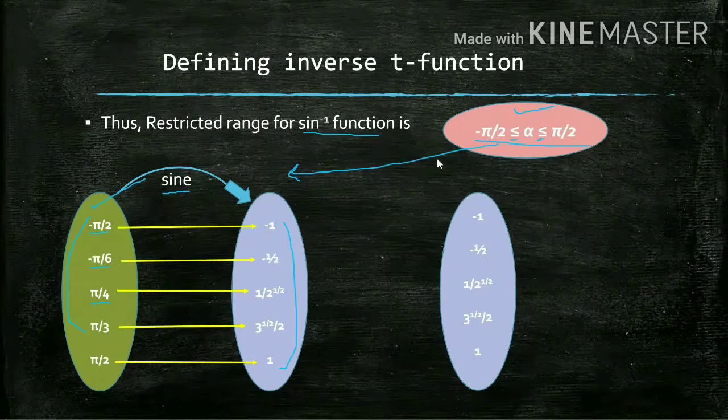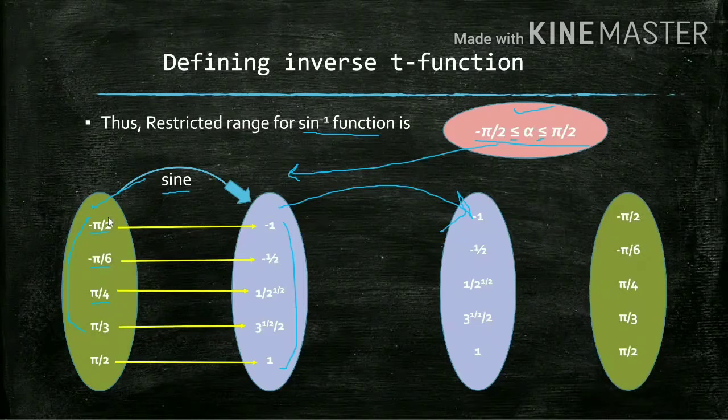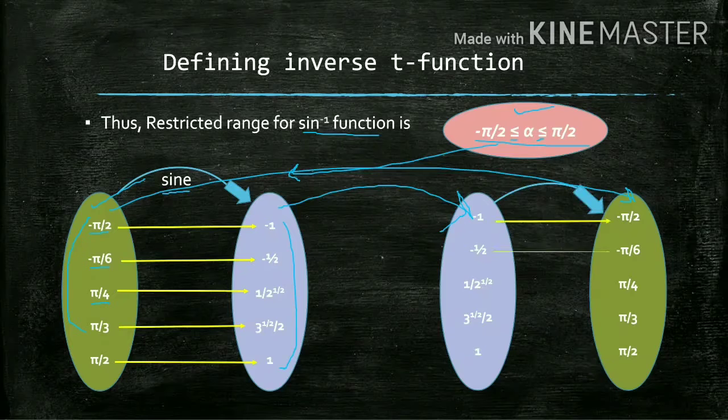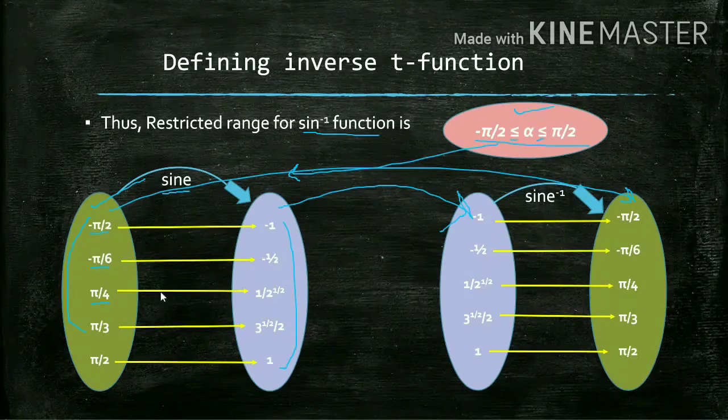Similarly, now this sine function is thus 1-1 and onto, so its inverse would exist. So now the range for the sine function would become the domain of sine inverse, and the domain for the sine function would be the range for sine inverse, and the mapping would be just the same. It would be just a reverse. Now minus 1 is mapped to minus pi by 2 and so on. And this is nothing but the sine inverse graph.